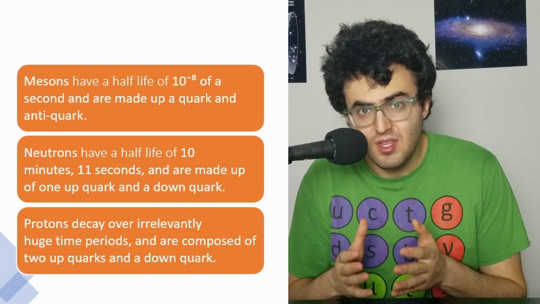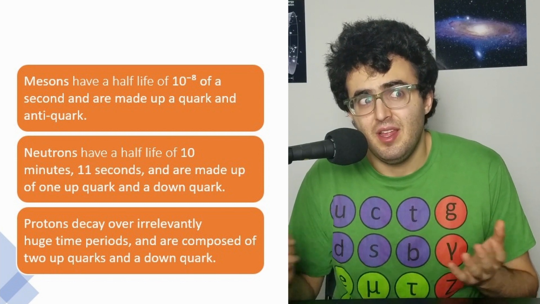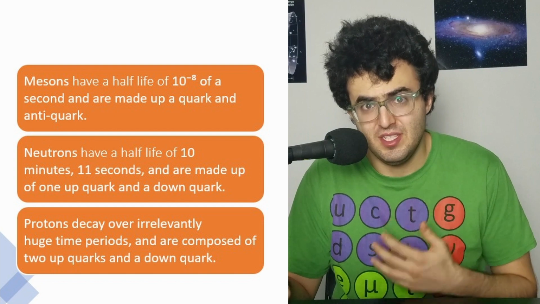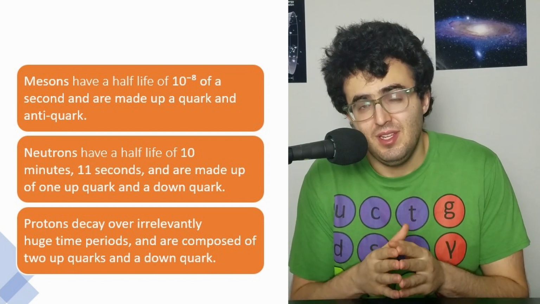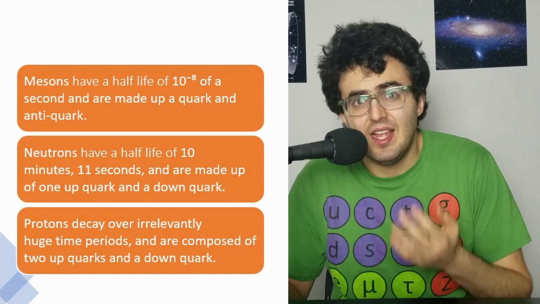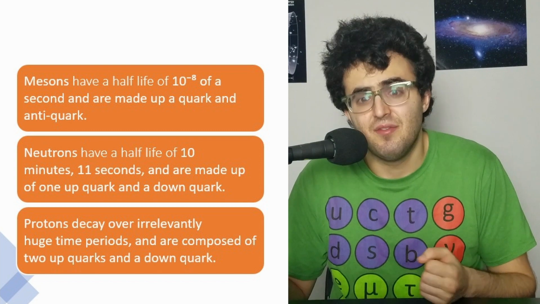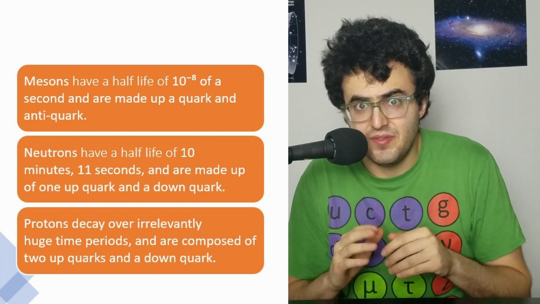And while a proton is very, very stable, it does decay, but its half-life is a lot longer than the history of our universe. Neutrons, on the other hand, do decay relatively rapidly, not 10 to the minus 8 of a second like a meson, but 10 minutes and 11 seconds is the half-life for a neutron. And that's going to matter a little later in the history of the universe than this video is covering.